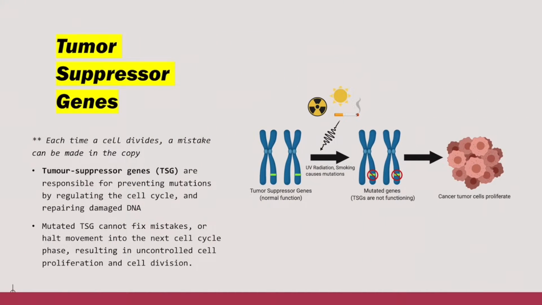However, oncogenes exclusively do not cause cancer. Tumor suppressor genes are responsible for preventing mutations by inhibiting proliferation and division of damaged cells, repairing that damaged DNA, and sending signals to initiate cell death, called apoptosis.